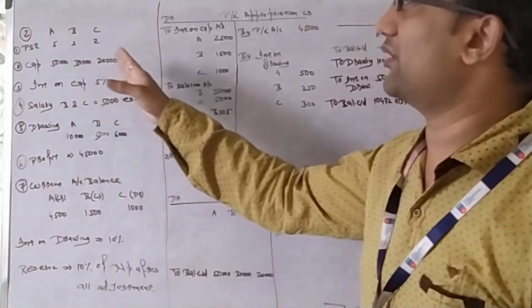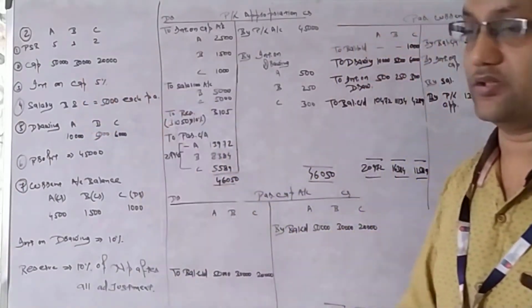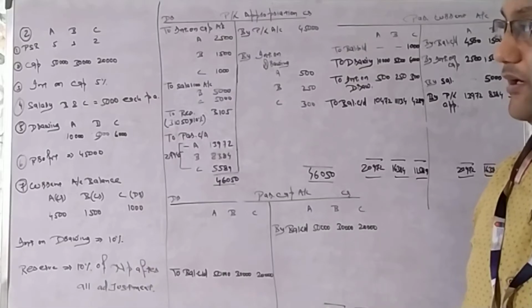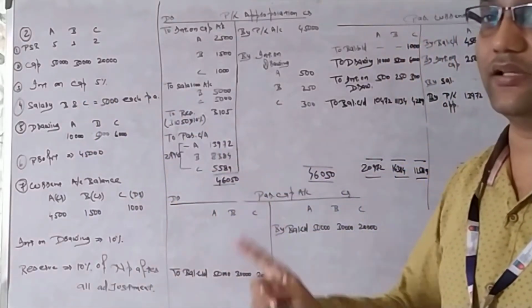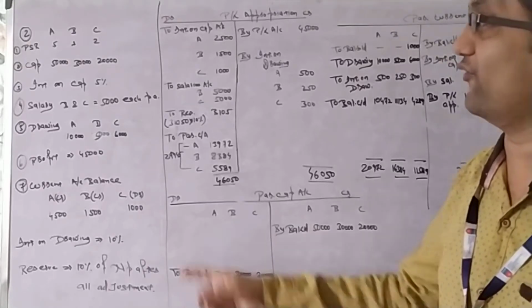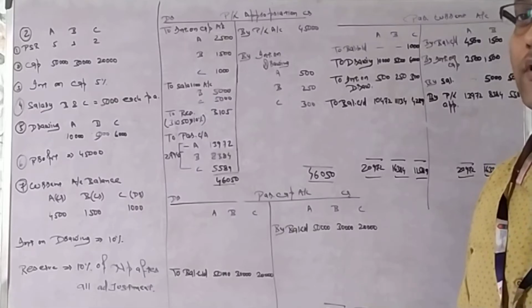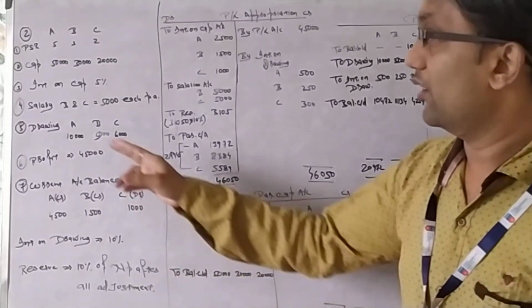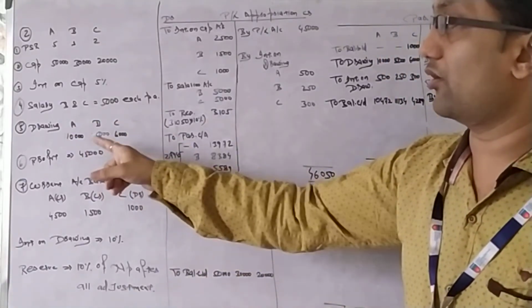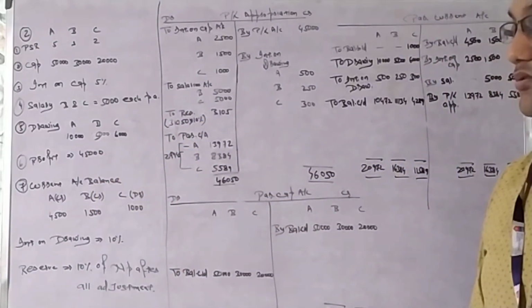Capital 50,000, 30,000 and 20,000. Interest on capital 5%. They will receive 5% interest. Salary of B and C. A is not getting any salary. B and C are getting 5,000 each per annum. That means 5,000 per year. Drawing of A, B and C: 10,000, 5,000 and 6,000. Profit is 45,000.